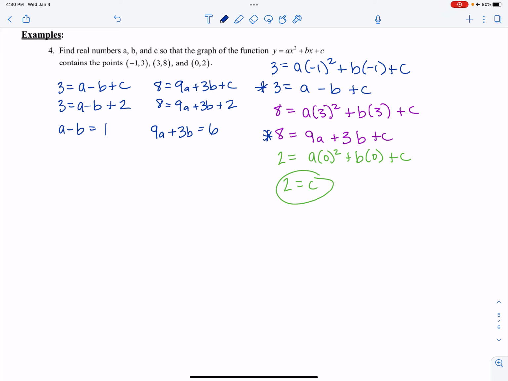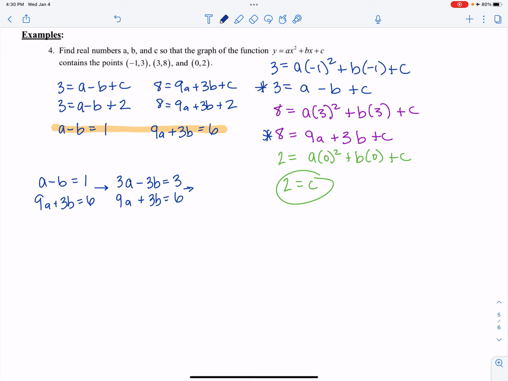So this is what we're going to use, and we're going to solve these equations to get a and b. So a minus b equals 1. 9a plus 3b equals 6. So what I'm going to do is multiply the top by 3 because then I can eliminate the b value. So I have 3a minus 3b equals 3. 9a plus 3b equals 6.